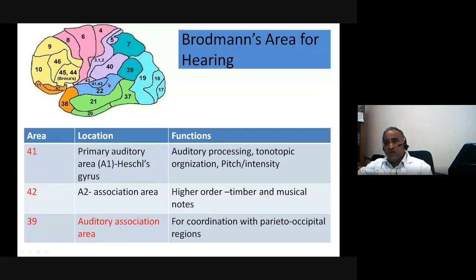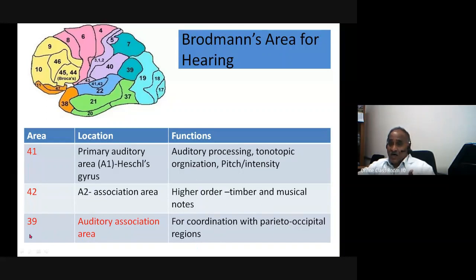Number 42 is a little higher order. It forms the association area, and along with 39, it forms the auditory association area, and that will try to understand the timbre of the sound and the musical notes of the sound. Maybe if I were to recall certain songs which I heard during my childhood days, all those things are stored here, and I get those particular notes.